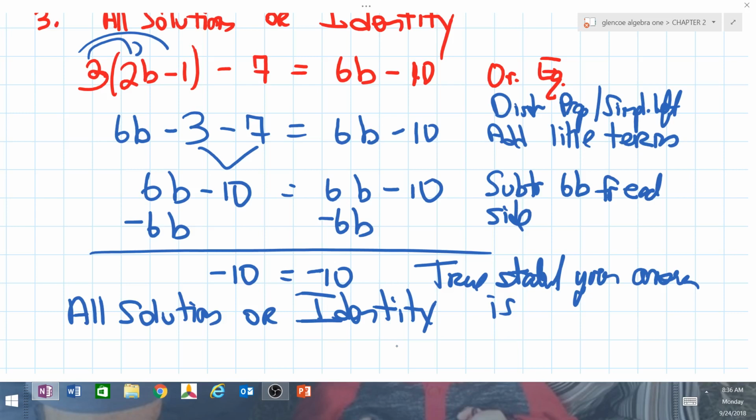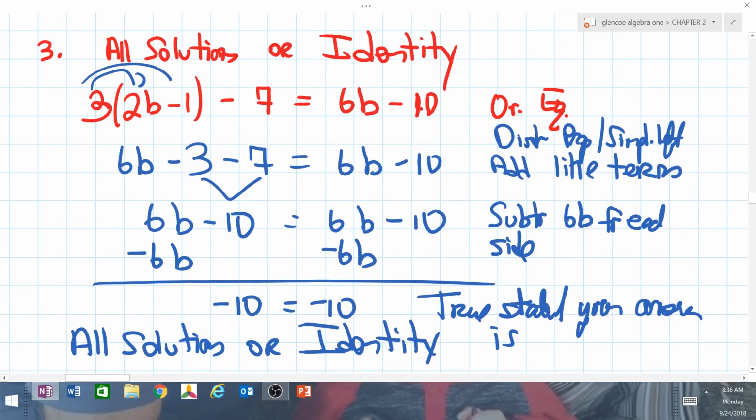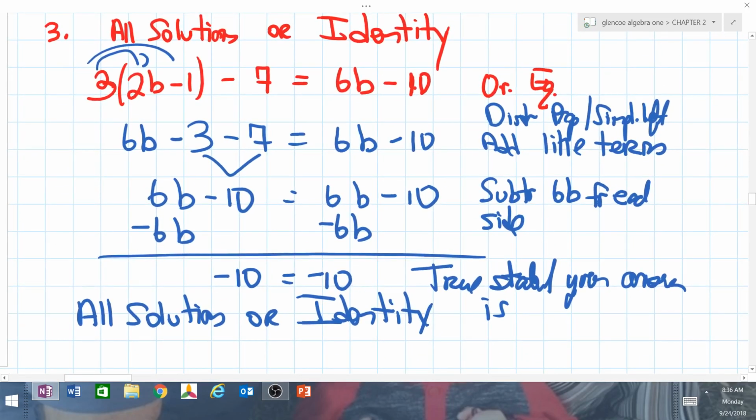Okay? One more time, let's go over it. 3 times the quantity 2b minus 1 minus 7 equals 6b minus 10. That's my original equation. I am going to use the distributive property and simplify the left. 3 times 2b is 6b. 3 times a minus 1 is a minus 3, minus 7. Minus 3 minus 7 are like terms, which gives me a 6b minus 10, which equals, on the other side, a 6b minus 10.